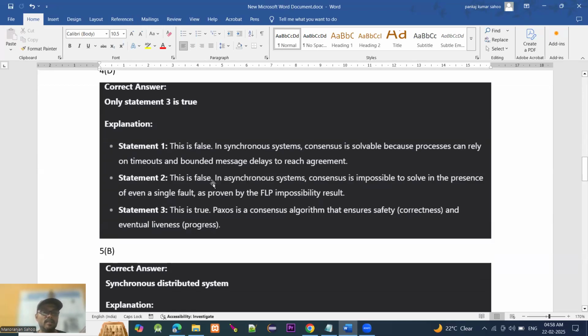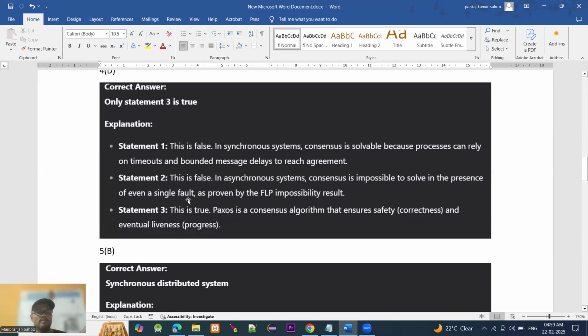Statement 2 is also a false statement. In asynchronous systems, consensus is impossible to solve in the presence of even a single fault, as proven by the FLP impossibility result. But the last one, statement 3, is true because Paxos is a consensus algorithm that ensures safety, correctness, and eventual liveness in progress.